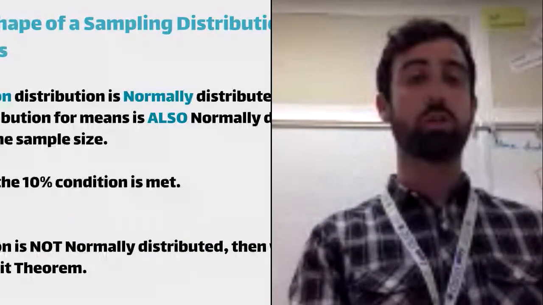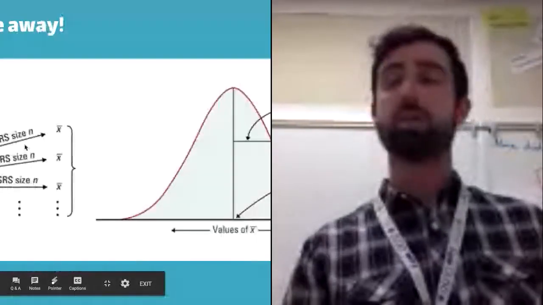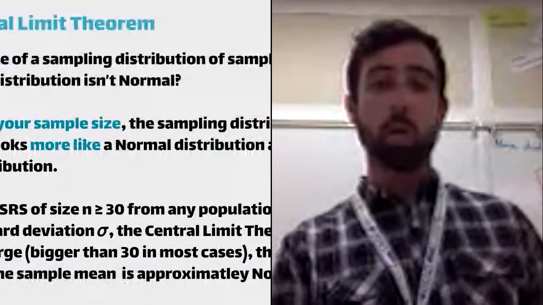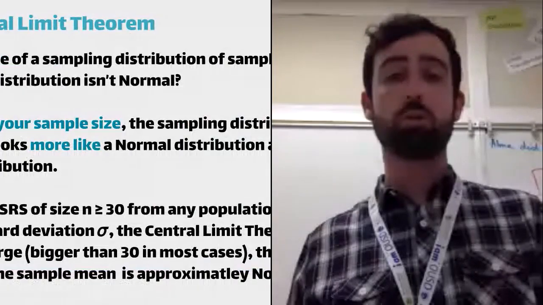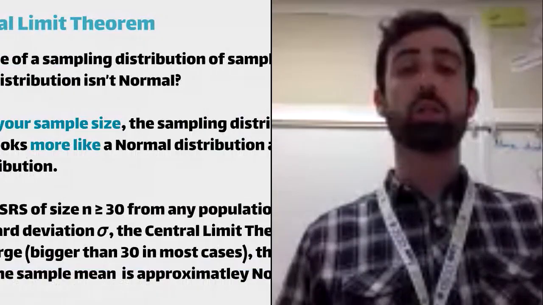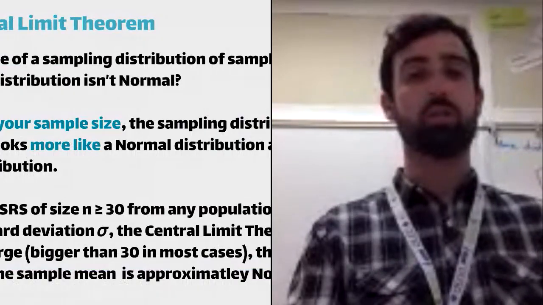And here's what the central limit theorem is. So the central limit theorem is, as you increase your sample size, the sampling distribution of sample means looks more normal and less like the population distribution.